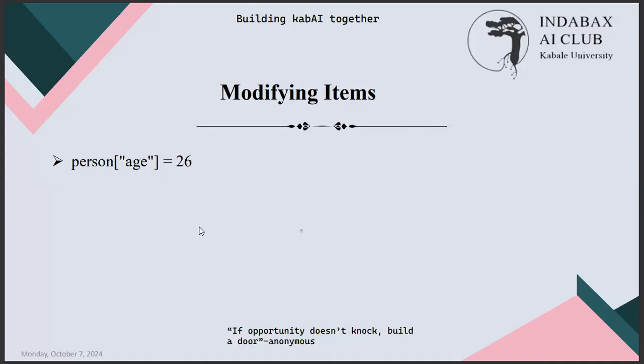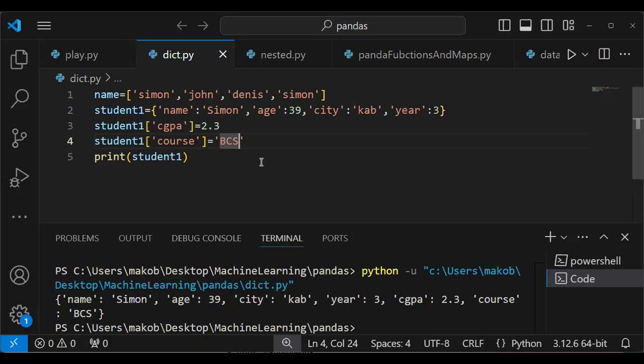How do we modify? Modifying is more or less the same as adding. Let's say I want to modify. I've realized Simon lied. He is not BCS. Turns out he does BBA. So if I want to modify this value here, instead of BCS, I put BBA. I'll just come here and, okay, this is already created. I can't use the same thing. But now I want to modify the value for course from BCS to BBA.